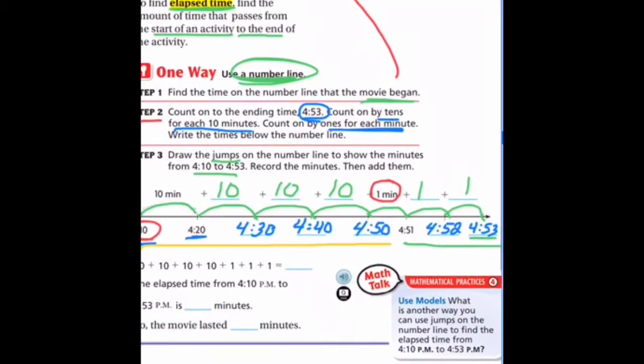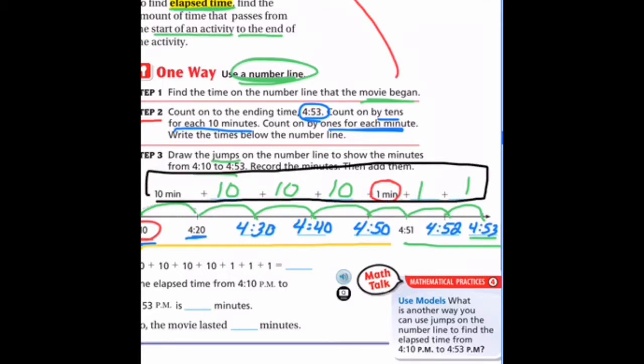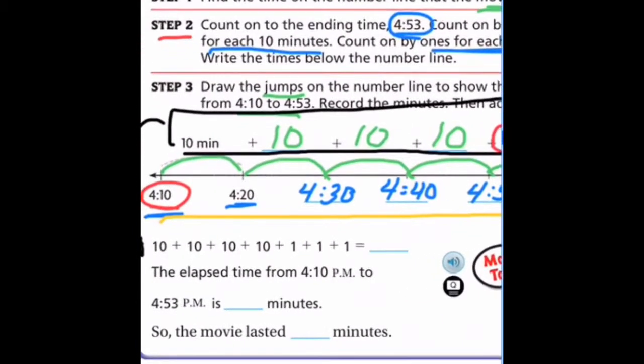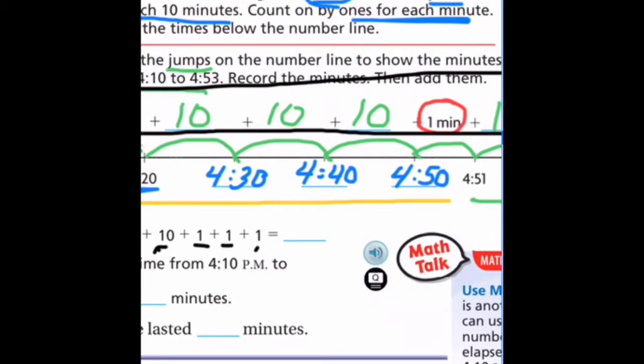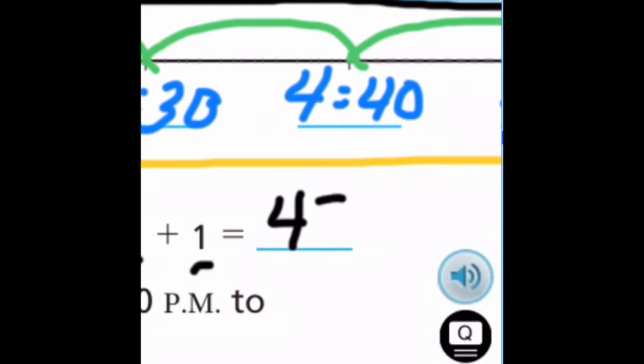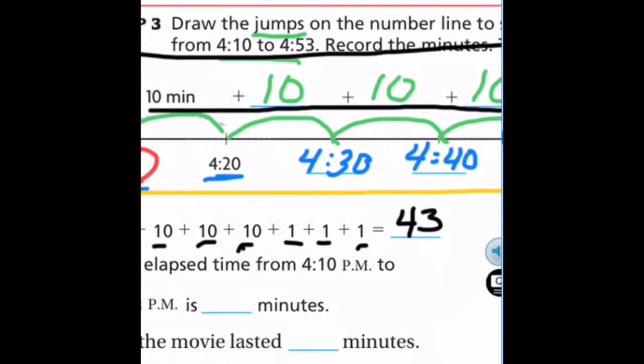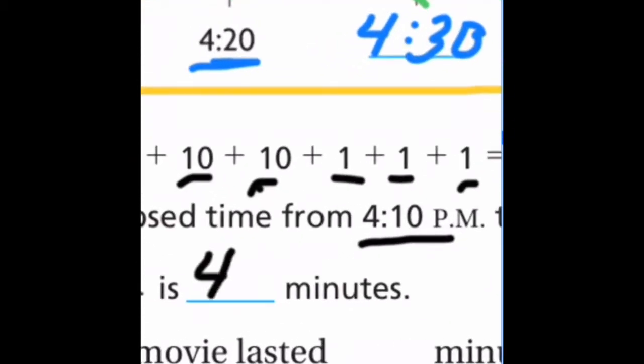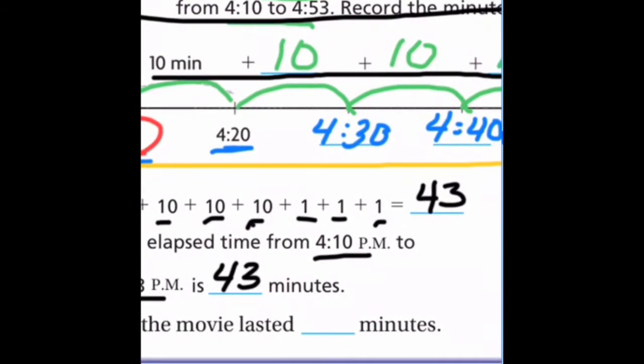Now all we have to do is add up all this business right here, and that tells us our elapsed time, and that's shown right here. Okay, so 10 plus 10 is 20, plus 10 is 30, plus 10 is 40, 41, 42, 43. The elapsed time from 4:10 p.m. to 4:53 p.m. is 43 minutes. So that means the movie lasted, of course, 43 minutes.